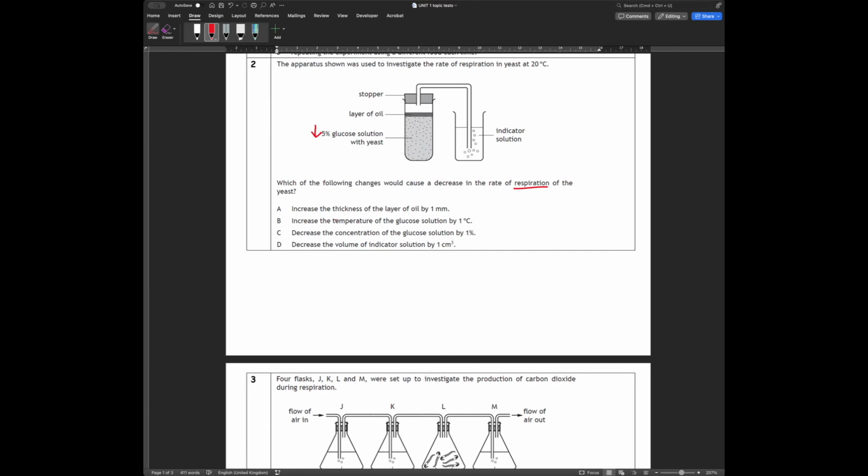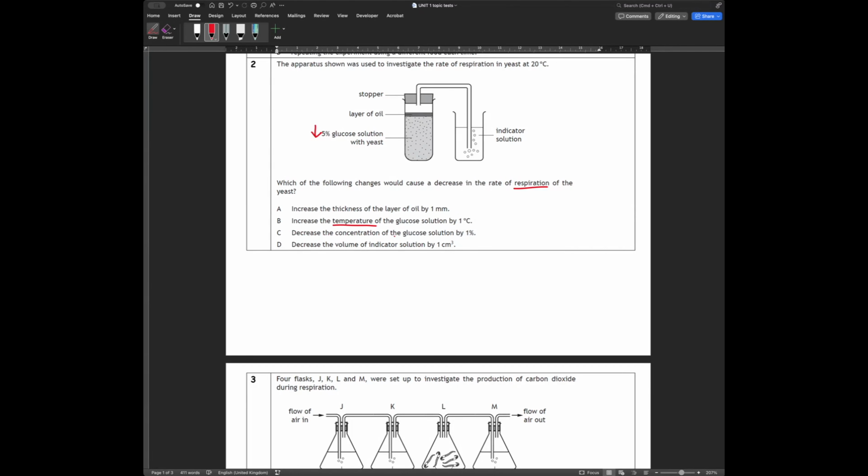B, increasing the temperature of the glucose solution by 1 degree. Now, if you increase the temperature of the solution, what are you actually going to do? Well, you're going to make the enzyme activity increase. You're going to make the enzymes more active. Now we know that respiration is controlled by enzymes. So if we make the enzymes more active, we're going to increase the rate of respiration there, not decrease it, which is what we want. So although that sounds like a good idea, it's actually going to do the opposite of what we want.